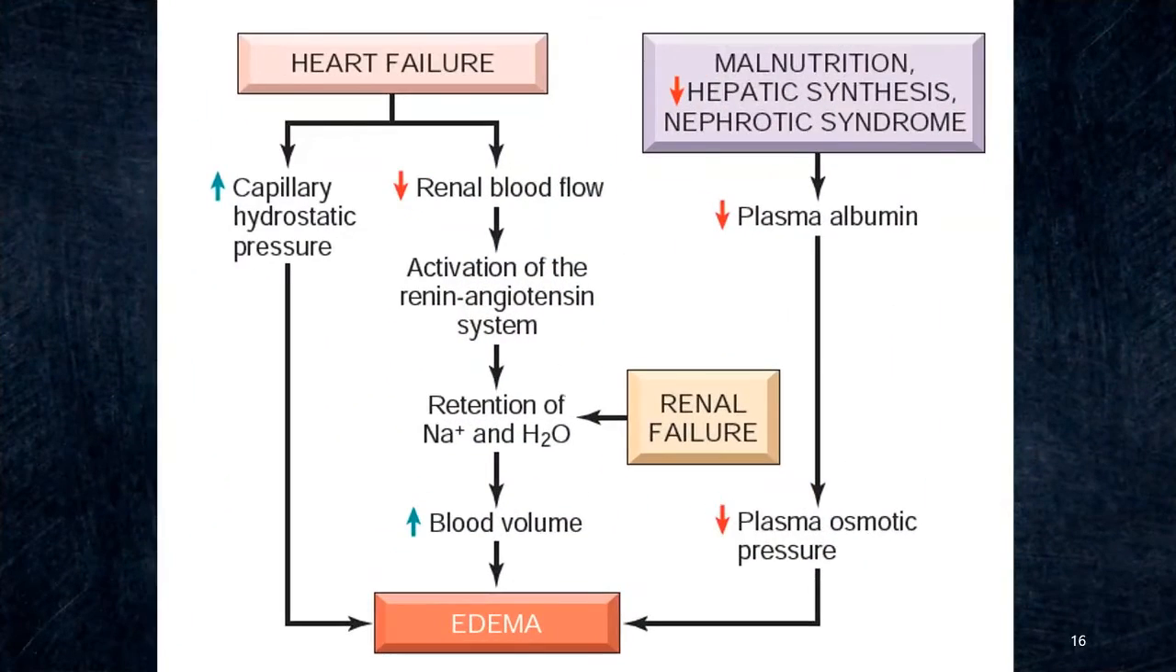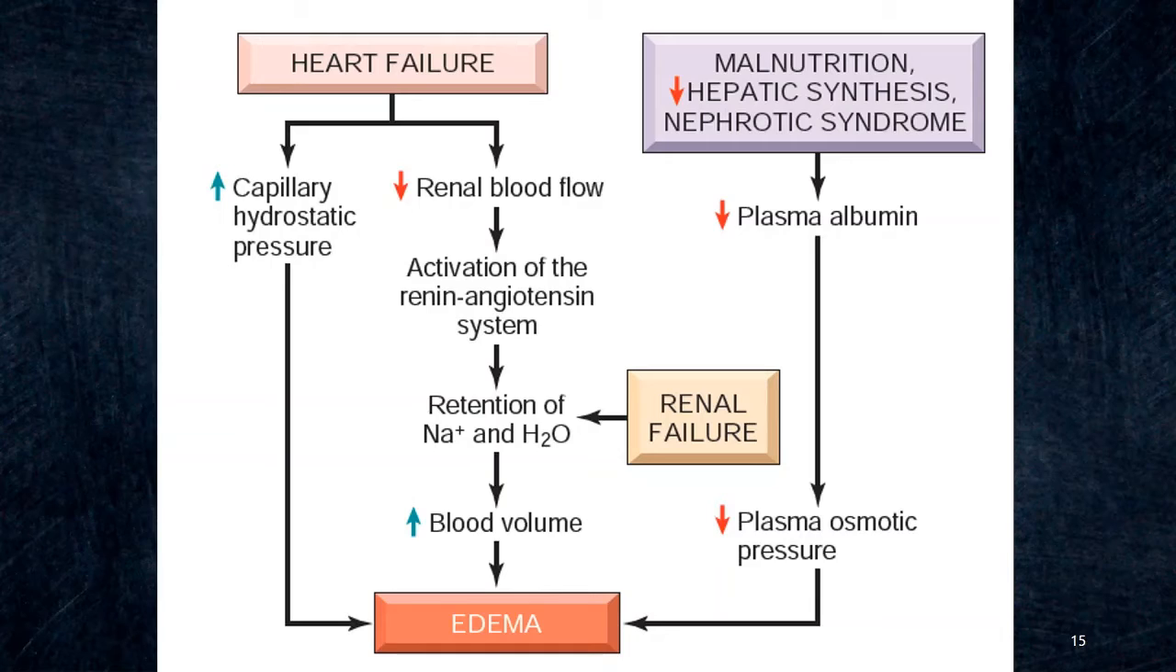Now, here's a figure taken from our Robbins textbook of pathology. So you can see here in heart failure, renal blood flow is decreased. So activation of the renin-angiotensin system and retention of salt, also obligate retention of water. Then blood volume increased, then edema occurs. And in renal failure, retention of sodium and water occurs, the blood volume increased and the fluid comes to the tissue space and it is called edema. Okay, and we can also see capillary hydrostatic pressure is increased in case of heart failure, then also edema occurs.